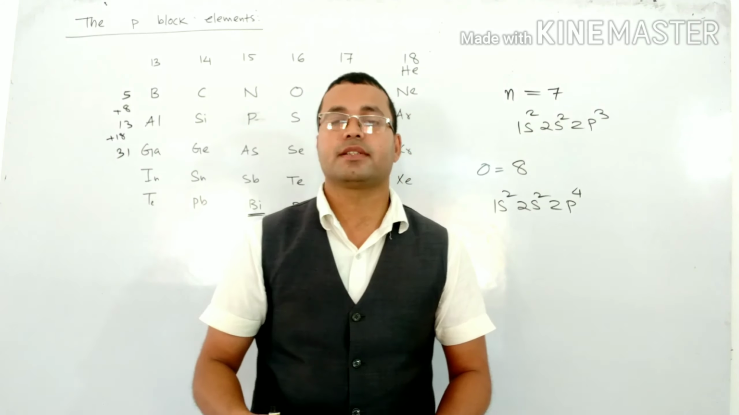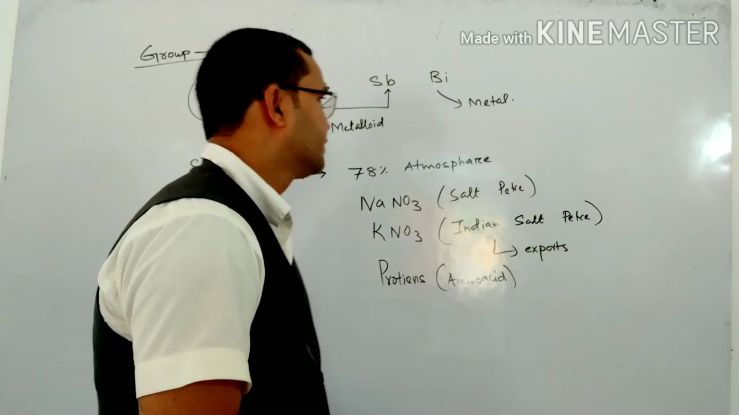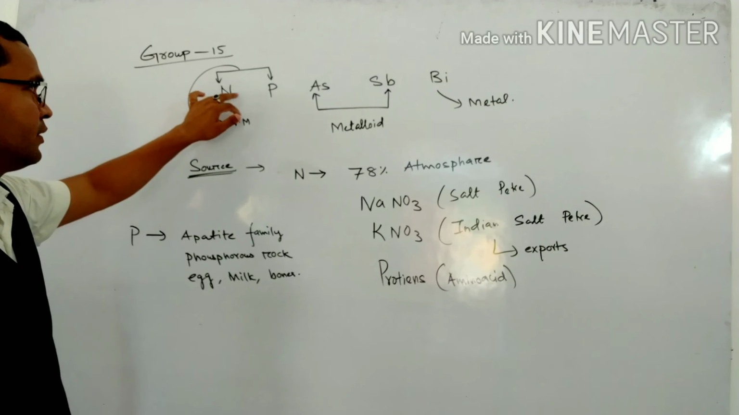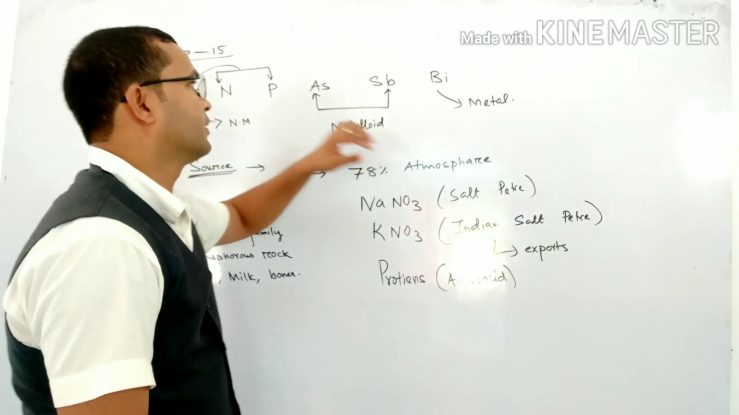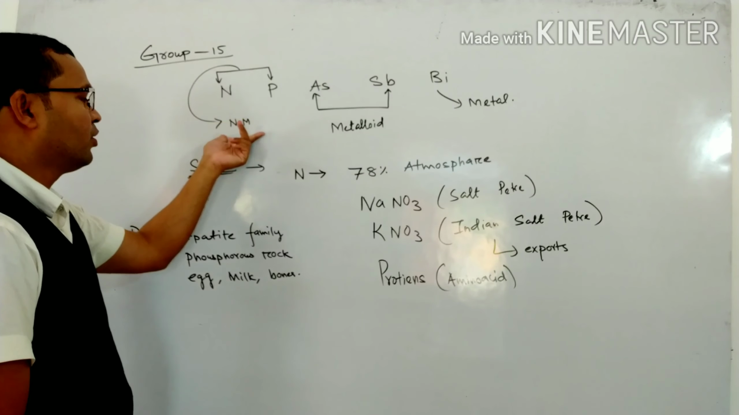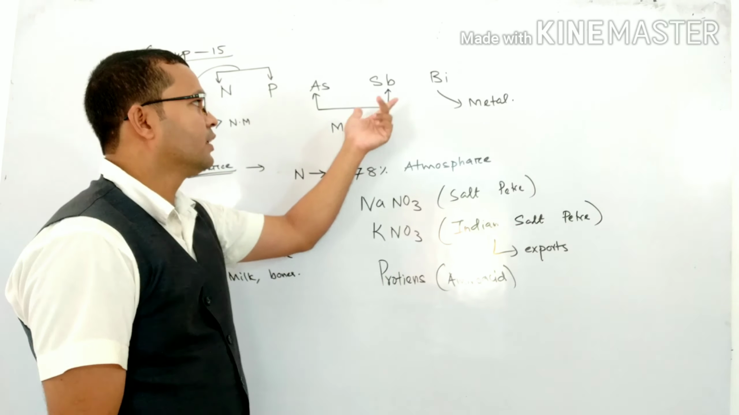Now we have to discuss group 15 elements. So in group 15 we have these elements: nitrogen, phosphorus, arsenic, antimony, bismuth. Nitrogen and phosphorus are pure non-metals, arsenic and antimony are metalloids, and bismuth is a metal.